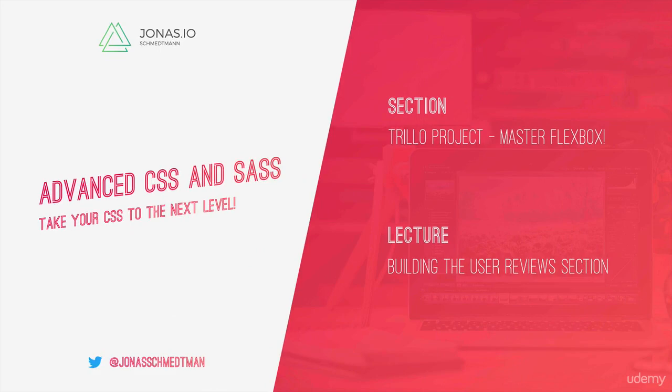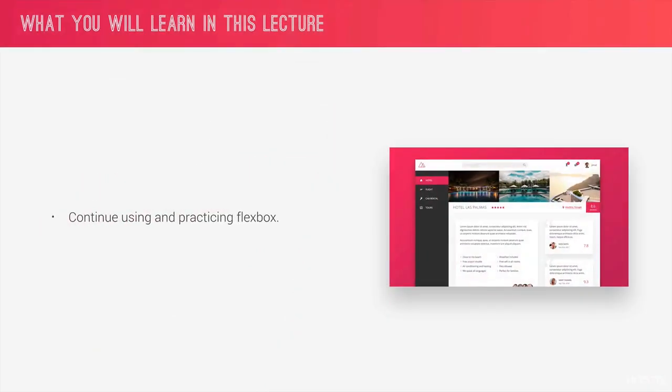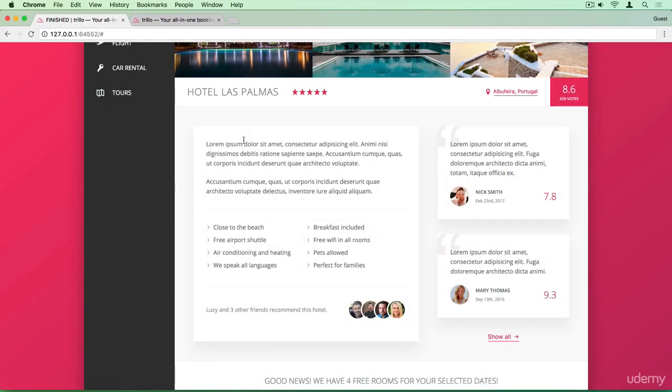Now it's time to build the user's reviews. And so we're just going to continue using and practicing our Flexbox skills in this lecture. And this is what the reviews look like. So each review has this white box here with the text on the top, and then the user image, the name, the date, and the rating of this user. And then also we have this quote symbol here in the top to make it look a bit better. Okay, and so we're also going to put that here in the end. But for now, let's focus on this review box here.